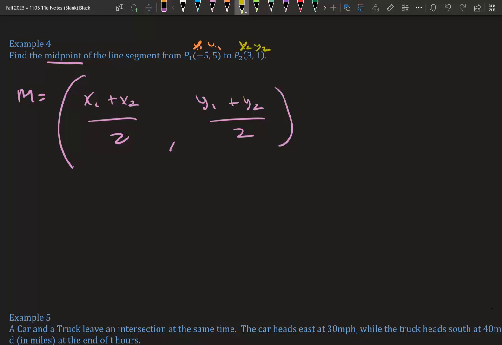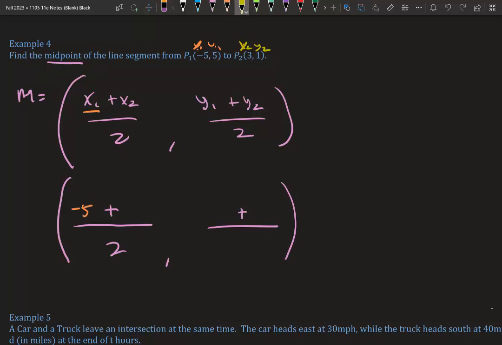All right, as always, because we're filling out a formula, let's just create the template. So blank plus blank over 2, blank plus blank over 2. Our x's, our x1 is -5.